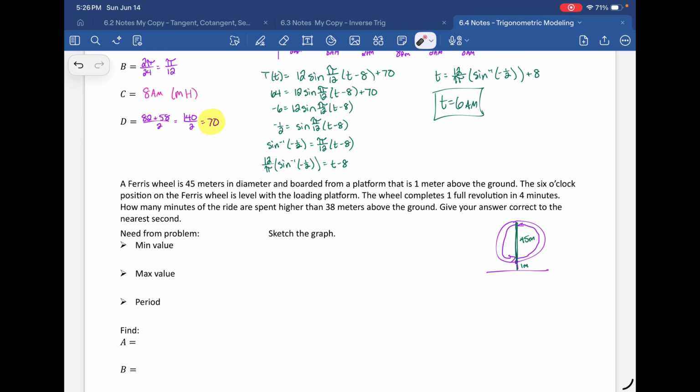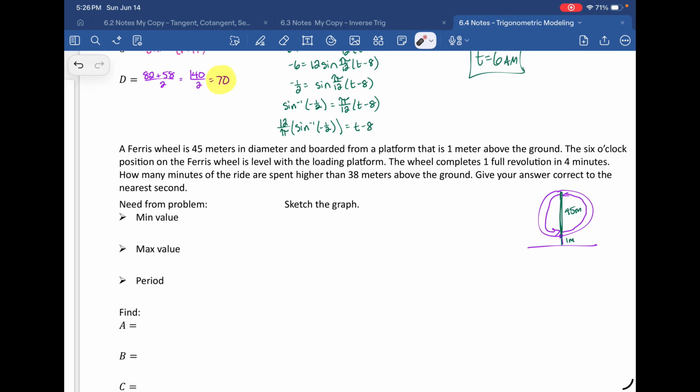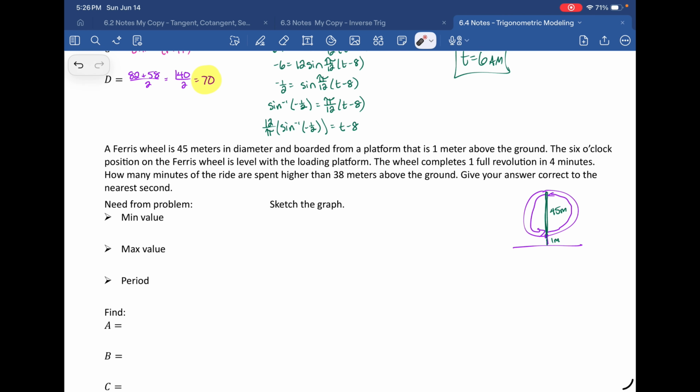All right, so I need a min value and a max value. So once you're on the ride, at a minimum, you are 1 meter above the ground.